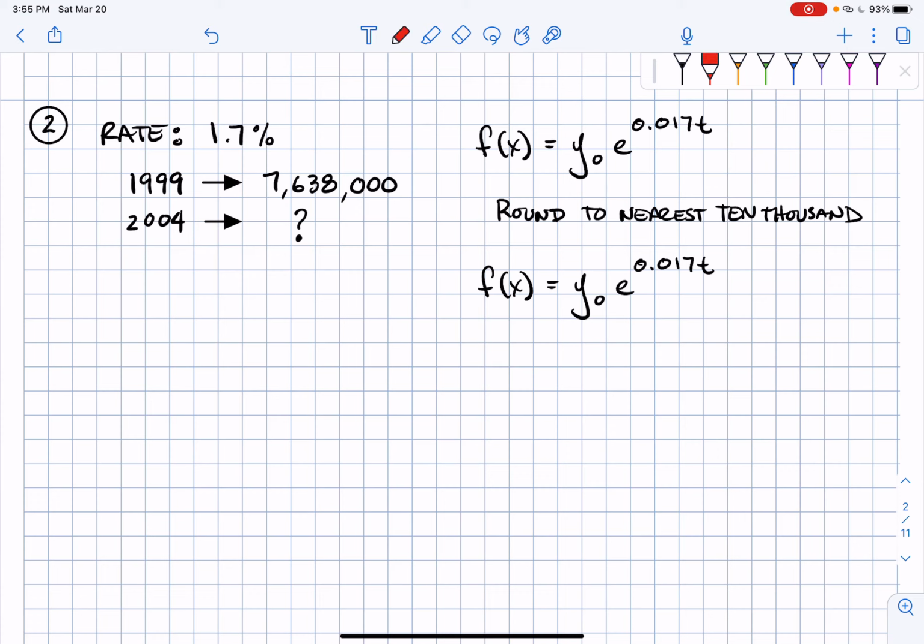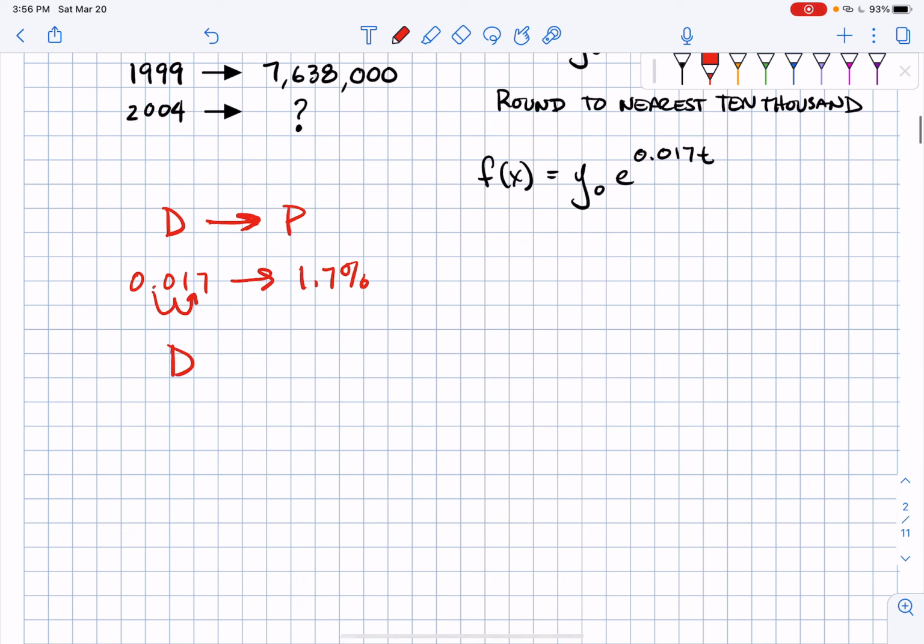So let me do it this way. If I had a decimal and I want to change it to a percent, let's use this example, 0.017, what I would do is move it 2 places to the right, just like this arrow. So I would get 1.7%. And again, the D and the P are in alphabetical order. That's why I put the D on the left, the P on the right.